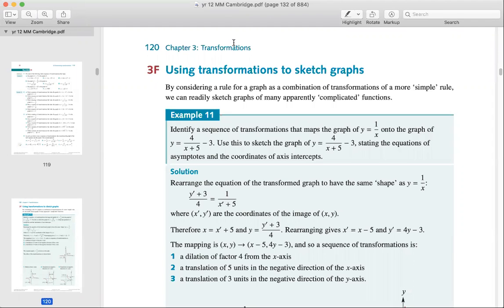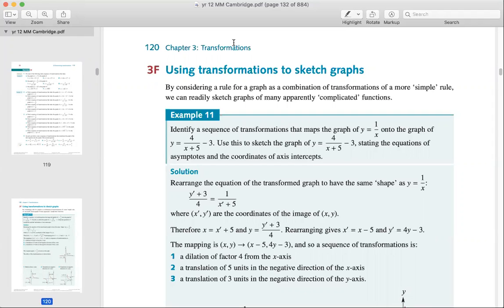Start from 3F. Before, in 3A to 3E, we learned how to determine the transformations and what a transformation is, right? DRT means dilation, reflection, and translation. For this video, I just want to introduce some concepts and ideas about using transformations to sketch graphs and to help you understand how it works.